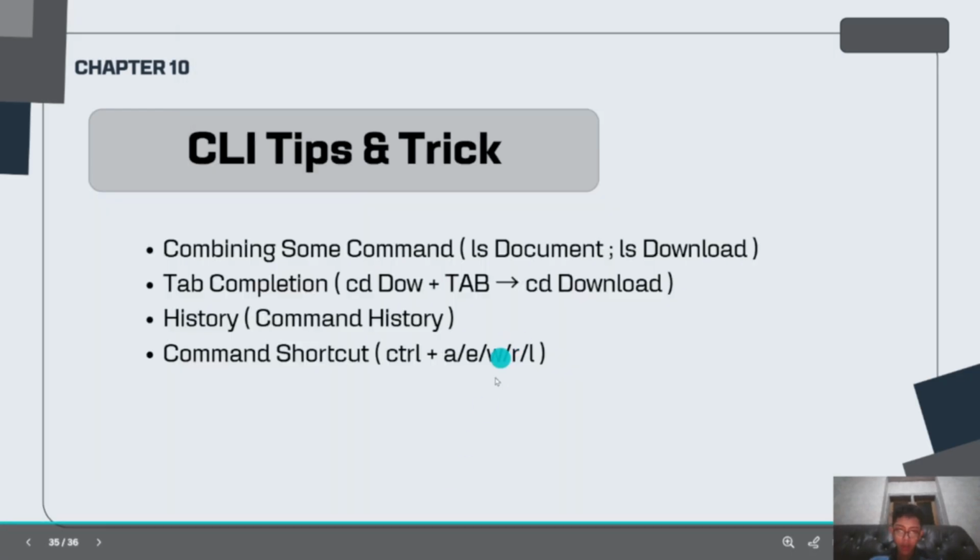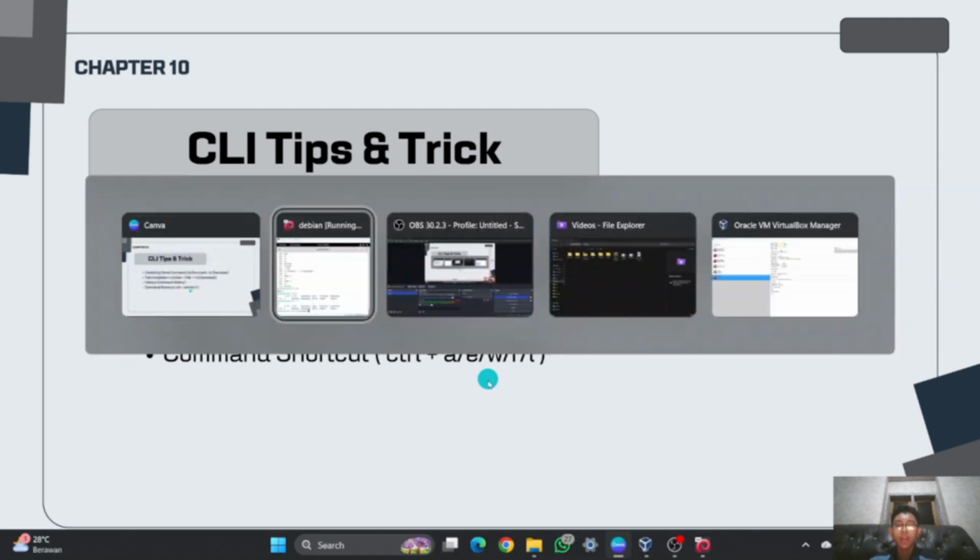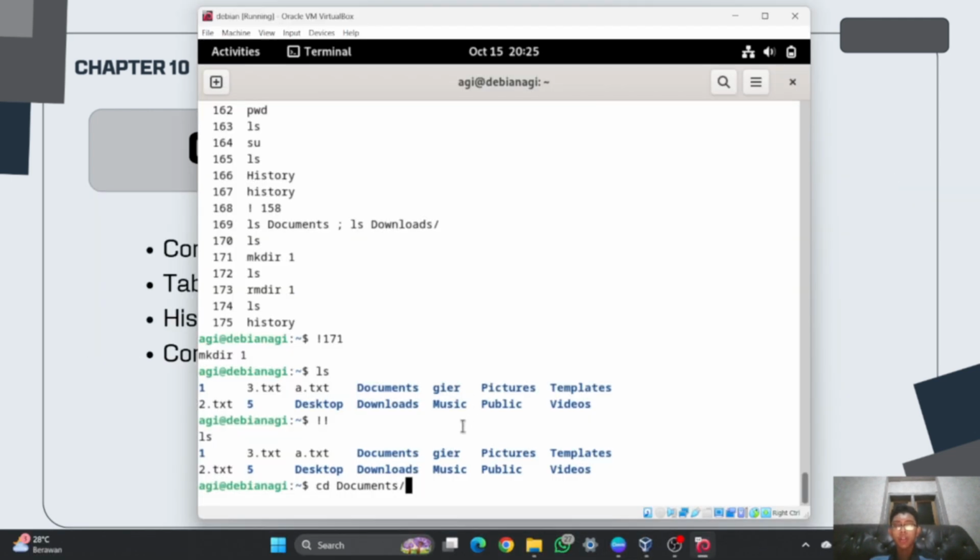Next, there is Control W. It has a function to delete a word. For example, if I want to open the download directory, but I accidentally typed documents, you can use Control W and it will delete the word that you've typed. Then I type download, and if it's right, you can just go ahead. But if it's not, you can use Ctrl W to delete it.